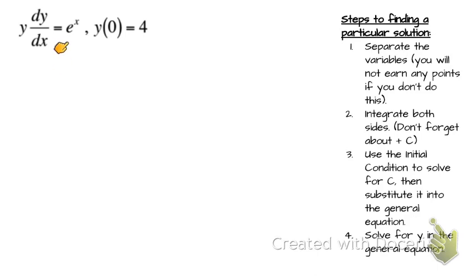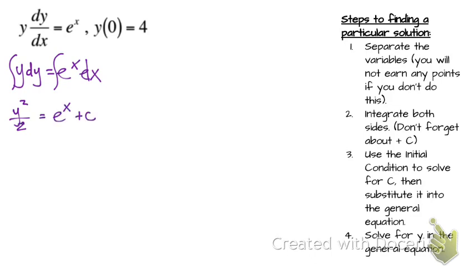We already have e to the x over here on the right-hand side, and we have y on the left-hand side. My dy is on the left-hand side, which is perfect. I need to move dx over to the right-hand side. So I'm going to do that by multiplying it over. So y dy is equal to e to the x dx. Check. Step 2, integrate both sides, and don't forget about adding plus c. So integrate the left, integrate the right. On the left, that becomes y squared over 2. On the right, the integral of e to the x is itself, e to the x plus c.